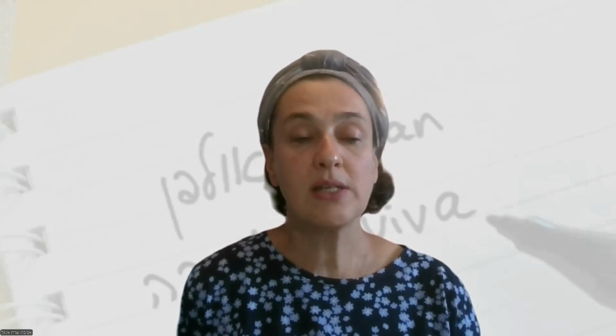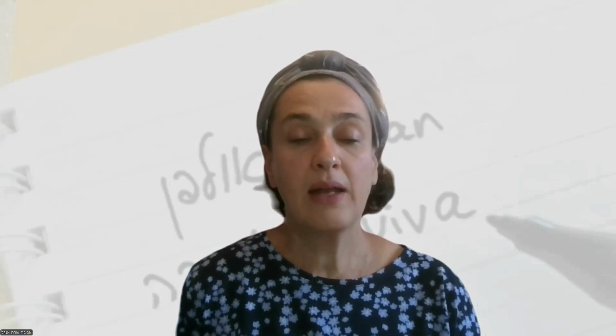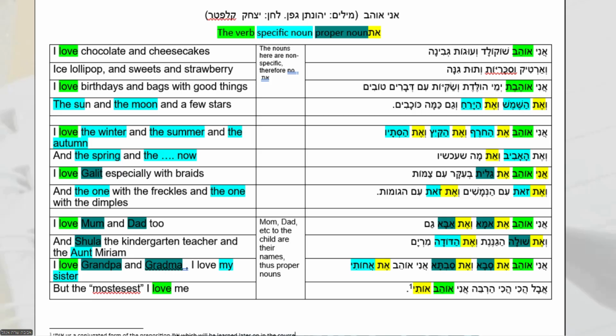I have here the lyrics of the song with English translations and highlighted verbs and nouns, specific and non-specific. And you can see obviously that in the Hebrew side, there's lots of yellow, which is indicating the et, whereas in the English, it doesn't exist because et does not exist in English.